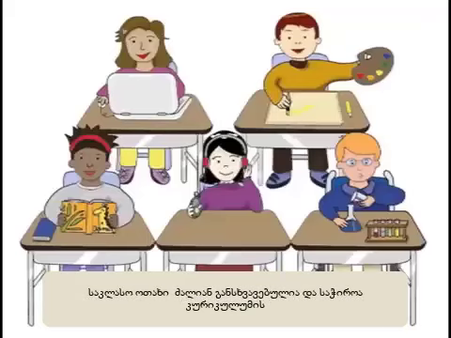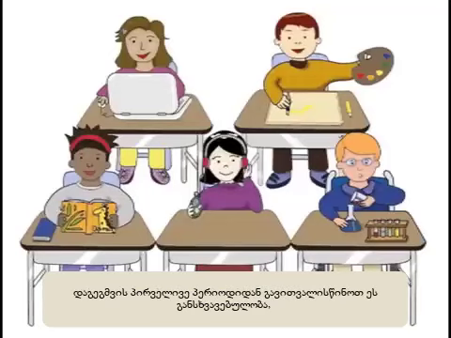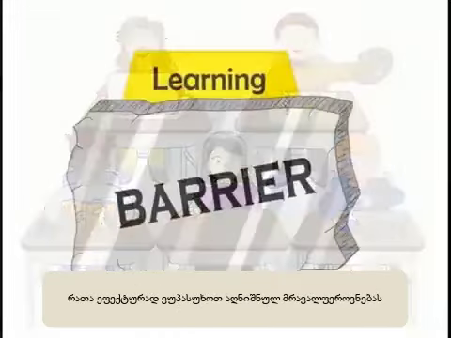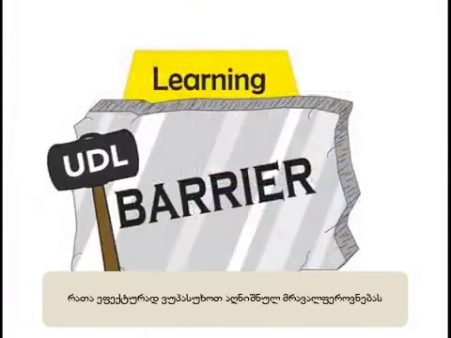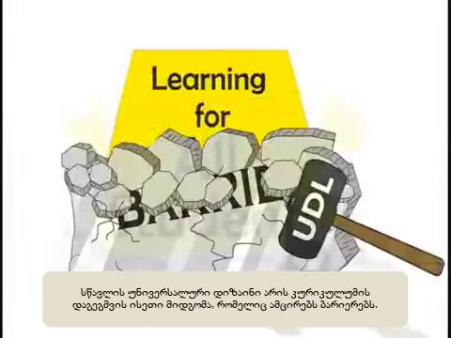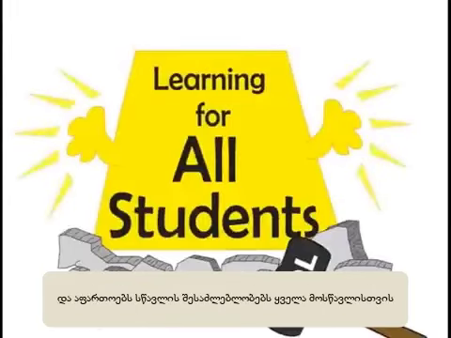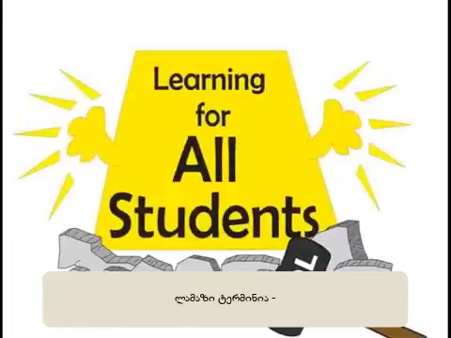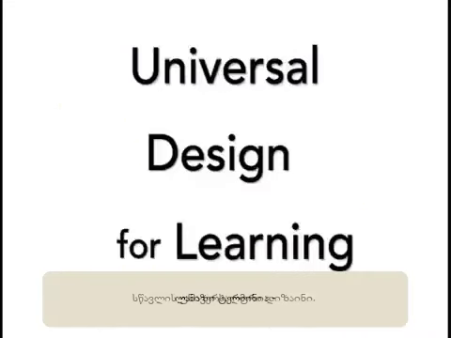Classrooms are highly diverse, and curriculum needs to be designed from the start to meet this diversity. Universal design for learning is an approach to curriculum that minimizes barriers and maximizes learning for all students. Whoa, that's a fancy term. Universal design for learning. Let's unpack it a bit.